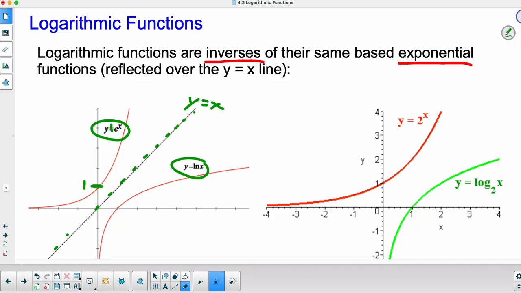Or over here, we have 2 raised to the x power. It's crossing not at 2 because the a value is 1. It's crossing at 1 right here. What's its inverse? When I flip it over that line, it's actually this. It's log base 2 of x. A log is an inverse of an exponential. So logs end up looking like this.